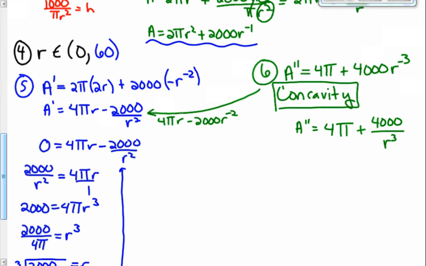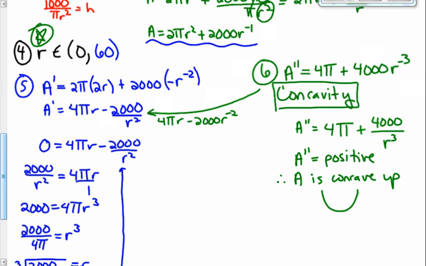And if r, we've already determined our domain for r, coming back to step 4, r has to be a positive thing. We can't have a negative radius. So 4,000 divided by r cubed is also a positive thing, which means my second derivative is always positive, which means a is always going to be concave up, which means whenever I have a critical point, that's going to be my minimum. So for this point now, we know this critical point at the cubed root of 2,000 divided by 4 pi, that has to be the minimum of my area.